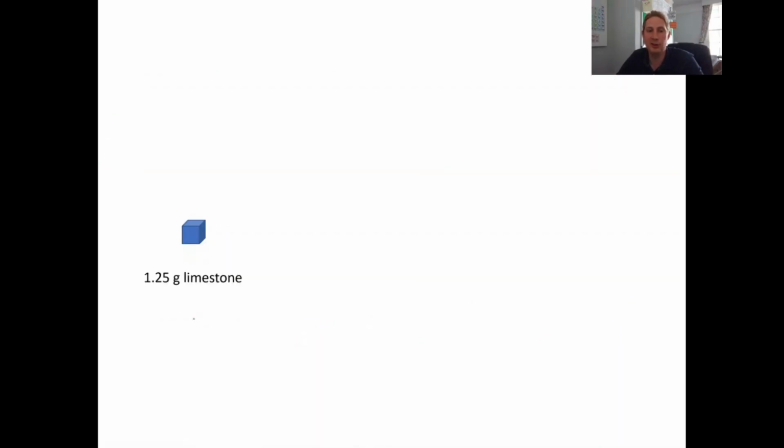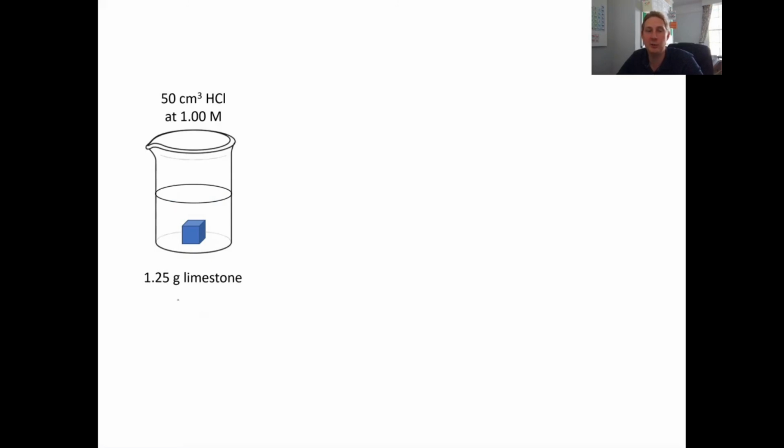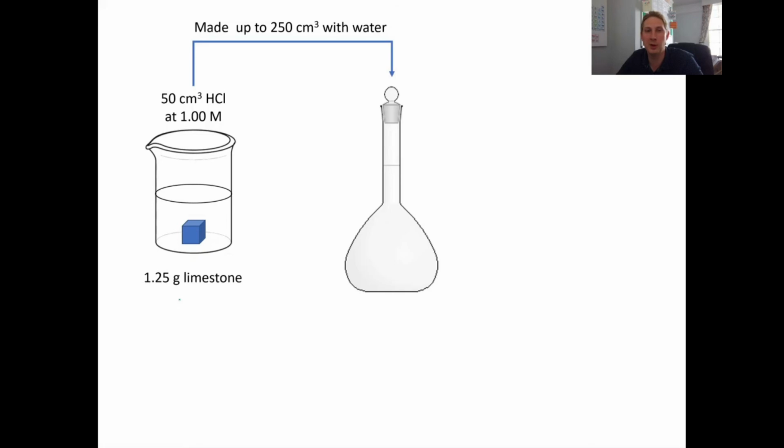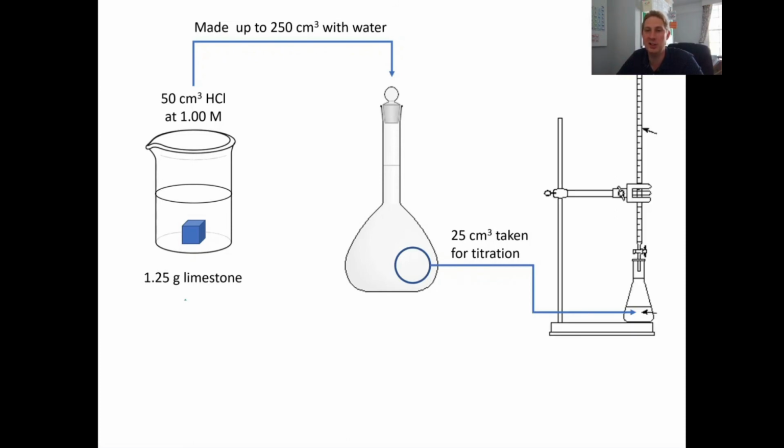Okay, 1.25 grams of limestone. Put in a beaker, 50 cm³ of hydrochloric acid at 1 molar. The final solution was made up to 250 cm³ with water, 25 cm³ taken for titration, and it took 30 cm³ of 0.1 mol dm⁻³ sodium hydroxide to neutralise that. If you haven't already had a go, I strongly suggest you pause the video now and see if you can work backwards from the titration now.